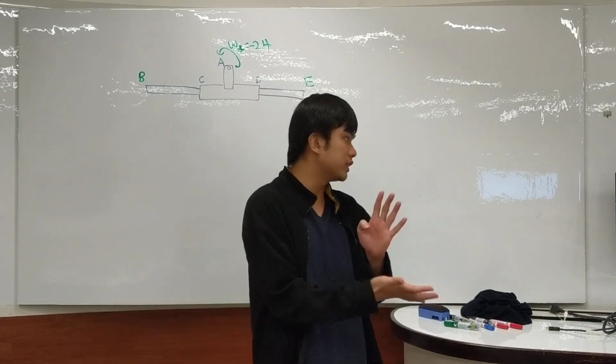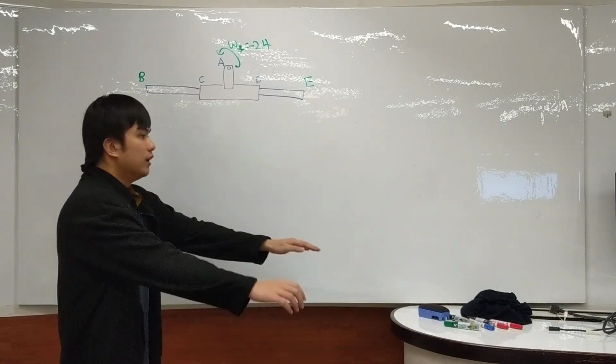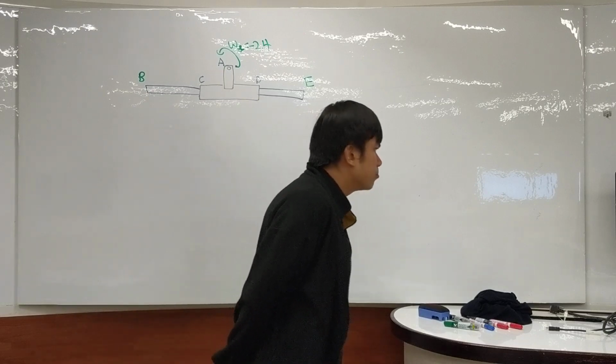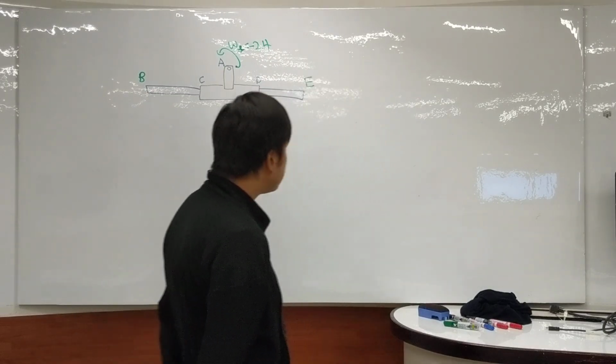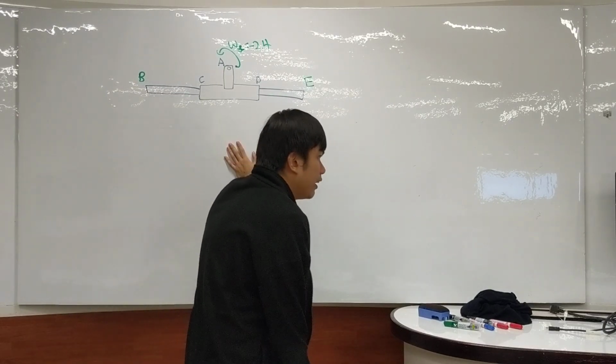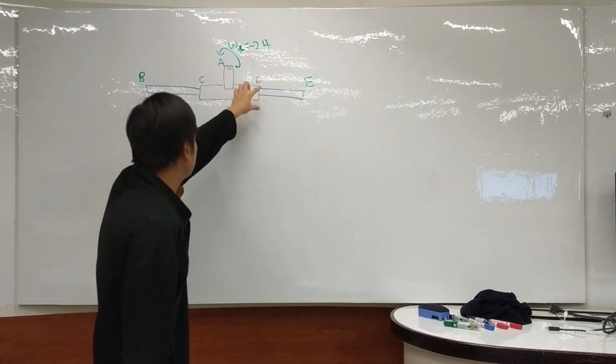Look at question 4, tutorial 6. In this question, they have a hydraulic cylinder, CD, and it's welded to an arm. So this cylinder is welded to this arm here.